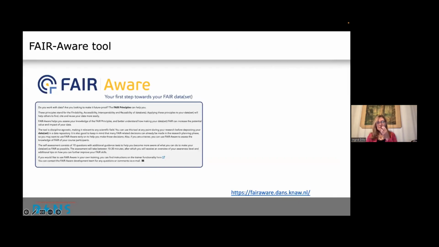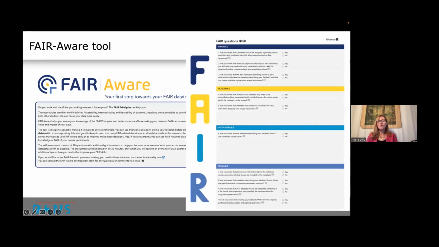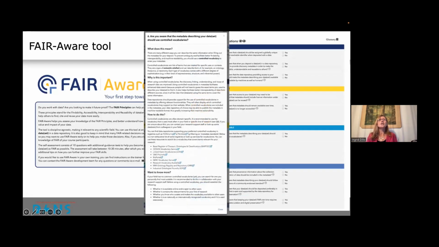Another tool that we developed in this FAIR's FAIR project is FAIR-Aware, which is really an awareness tool that can be used by researchers, at the start of their research, when they start gathering their data, to make them aware of all the elements they need to think of. This is done, as you can see here on the screen, with a series of questions for each of the letters. If a researcher answers a question with no, so for example, here you see a question, and it's a little bit small on the screen.